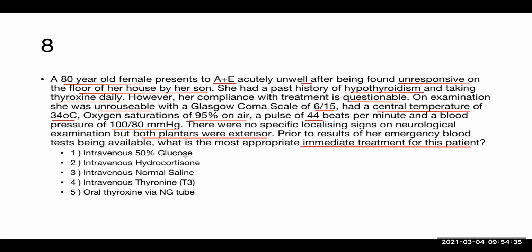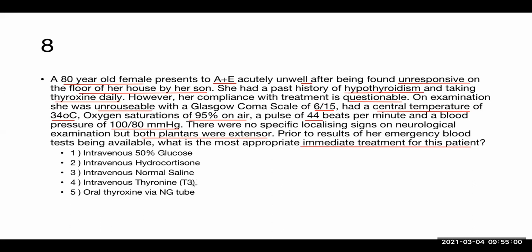One is intravenous 50% glucose. Why do I need to give glucose here? Because this is not a case of hypoglycemia. So this is ruled out. Intravenous hydrocortisone. This is also ruled out. This is not a case of Addison's disease. Intravenous normal saline. Why? The blood pressure is fine here, 100/80. Why would you want to give normal saline?